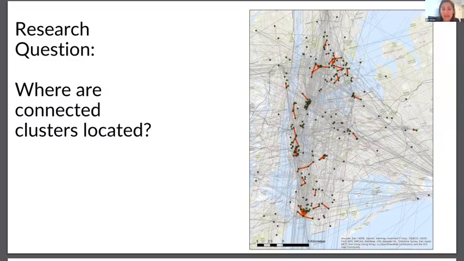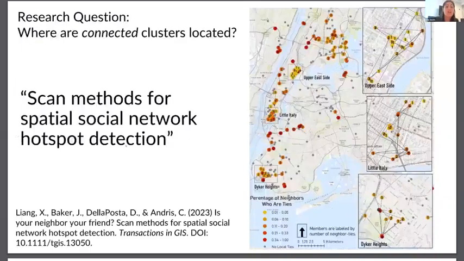So you can see that there are some areas where there aren't a lot of connections, and then you can see that there are some areas where there are a lot of connections. So from this research question, where are connected clusters located, we developed scan methods for spatial social network hotspot detection.